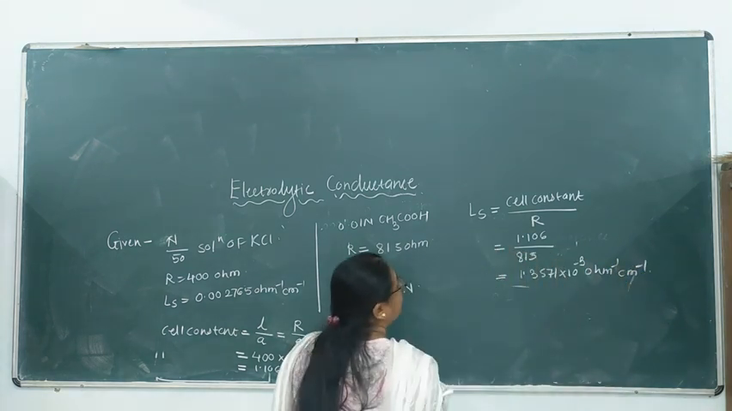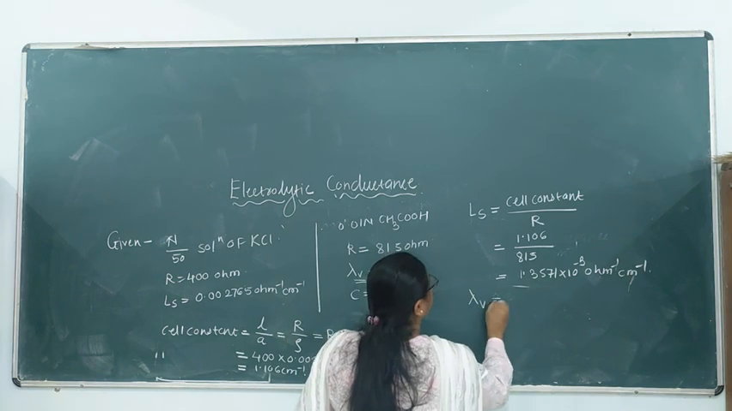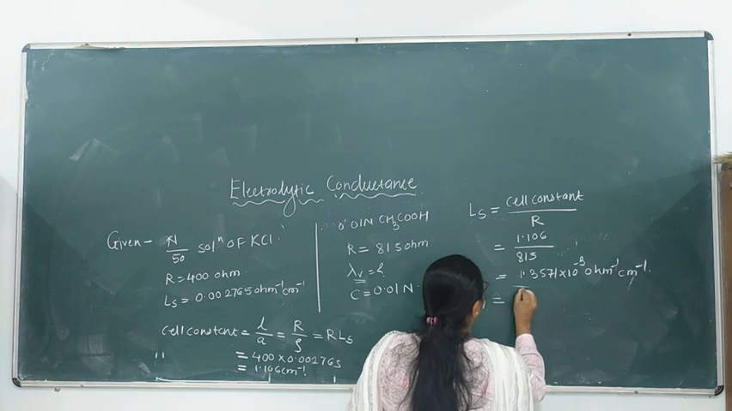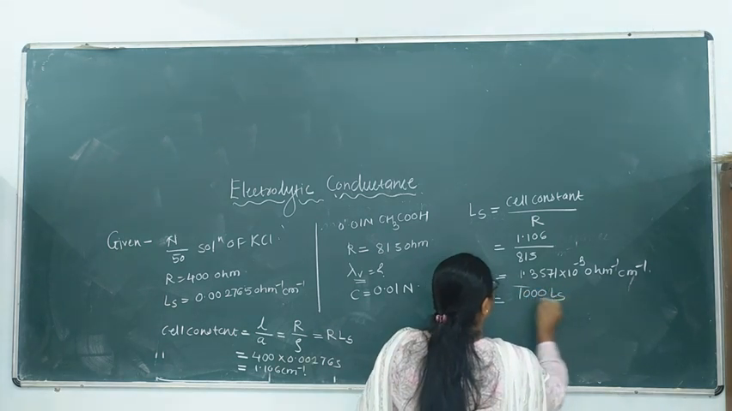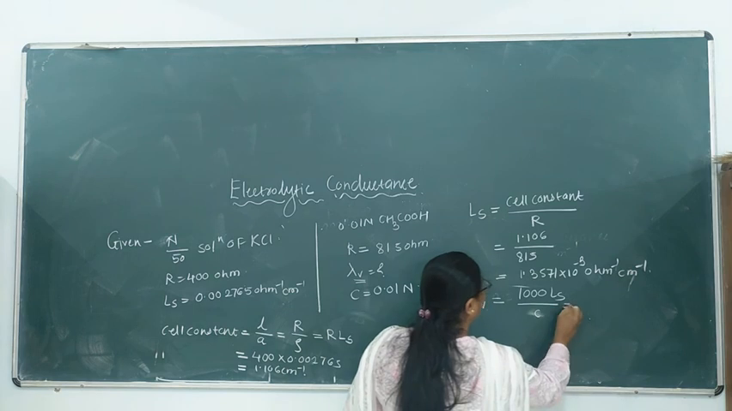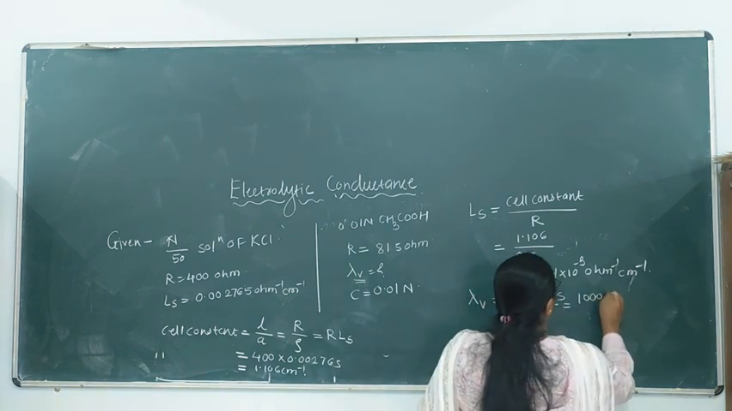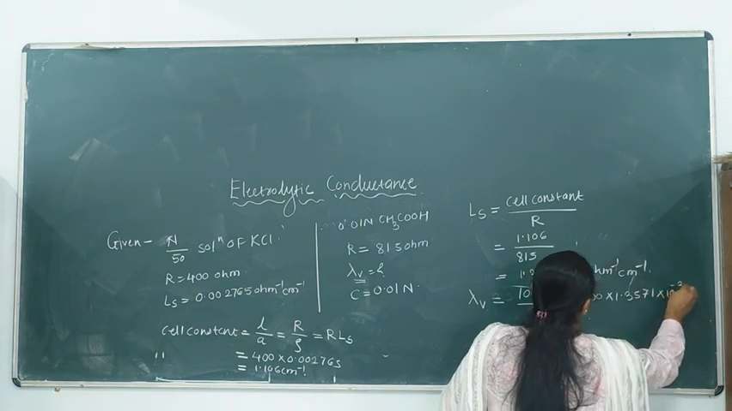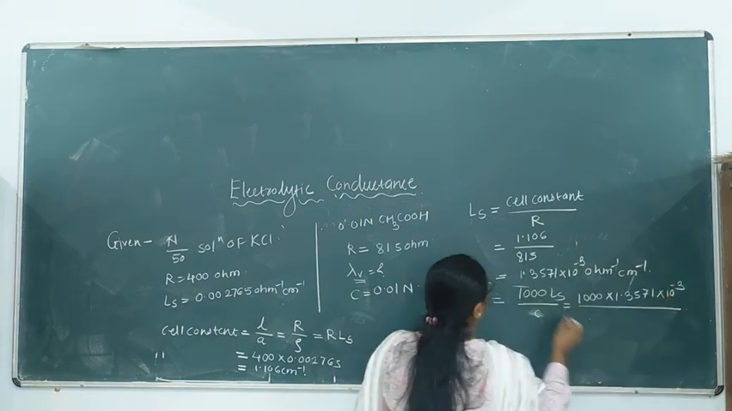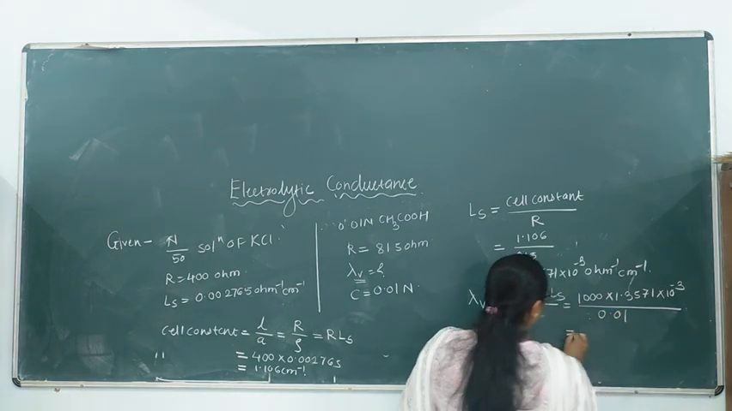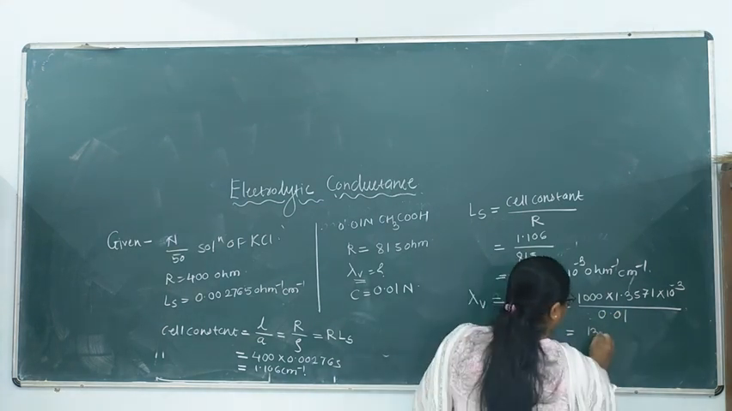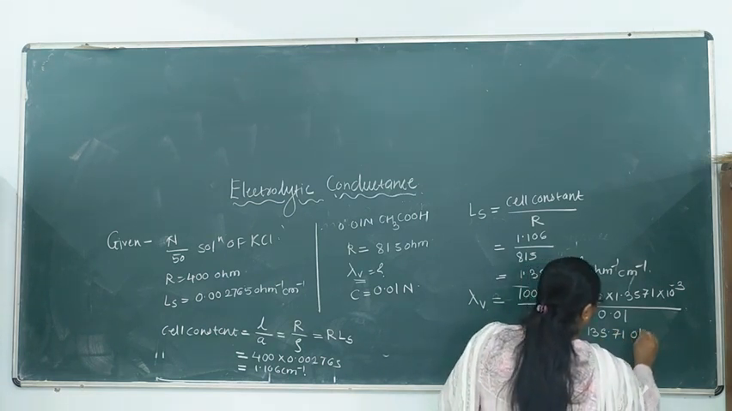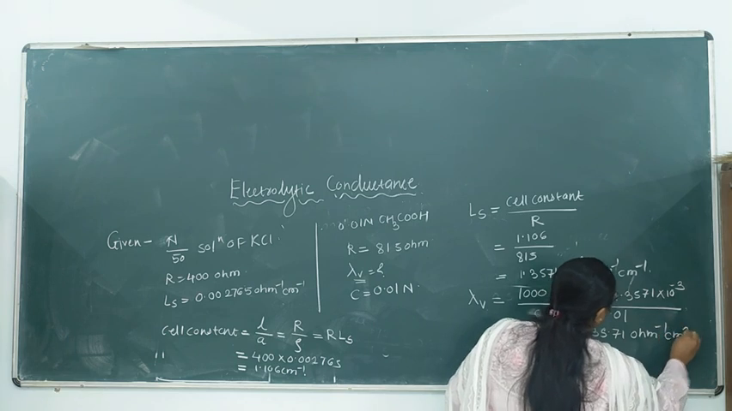So we know specific conductance now. Now we can calculate lambda V or the equivalent conductance for 0.01 normal acetic acid as 1000 into Ls divided by C. Substitute the values. 1000 into specific conductance 1.3571 into 10 to the power minus 3 per ohm per centimeter divided by the concentration 0.01, and this is 135.71 per ohm centimeter square.